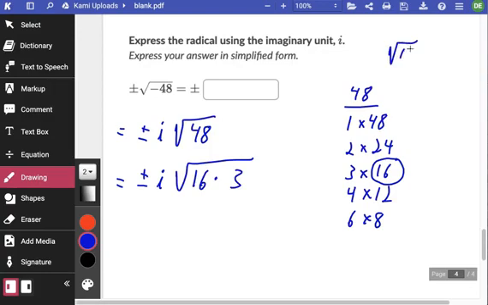All right, well, we know that the square root of 16 equals a plain old 4. So we're going to change that square root of 16 into a regular old 4, so it goes outside of the square root. So we have positive and negative 4i times the square root of 3.